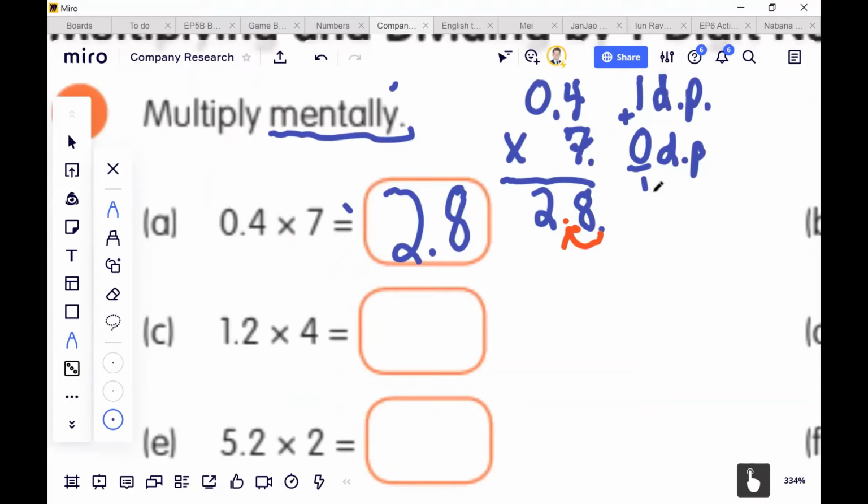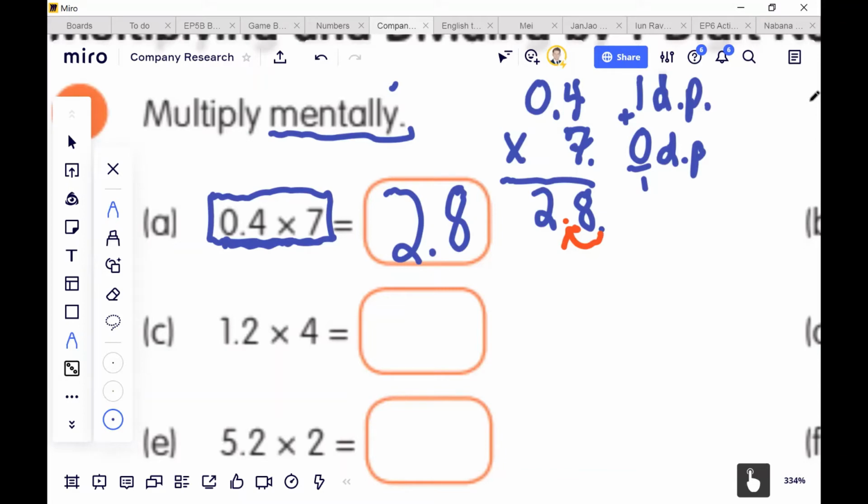We're going to do these in our heads. So how do we do these in our heads? Can someone describe the process or what you would do to calculate 0.4 times 7 in your head? How would you do that? The trick is to do this without working it out, right?